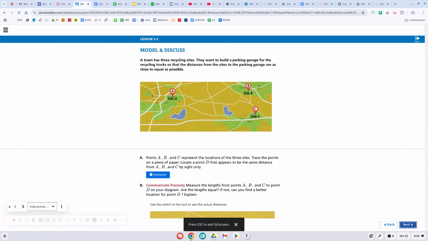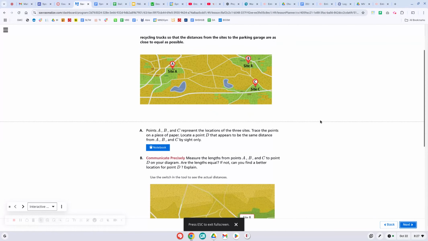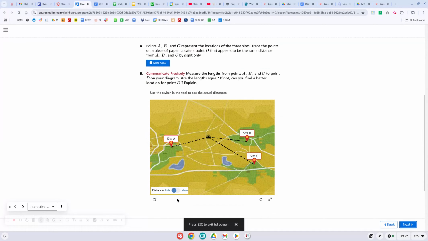All right, so this is kind of what this comes down to. If you worked in the high ends for like UPS or FedEx, these types of things are so important for you. So think about this. A town has 3 recycling sites. They want to build a parking garage for the trucks so that they're equidistant from each site. This is like a real world problem you'd have to try to figure out. And look how difficult this is.